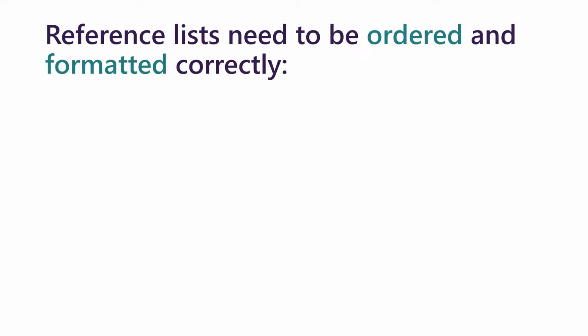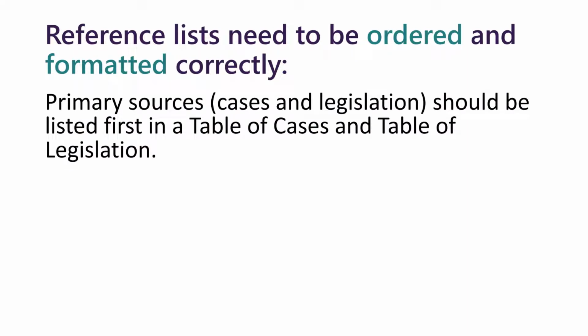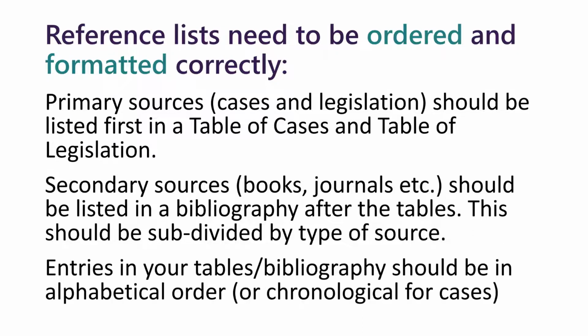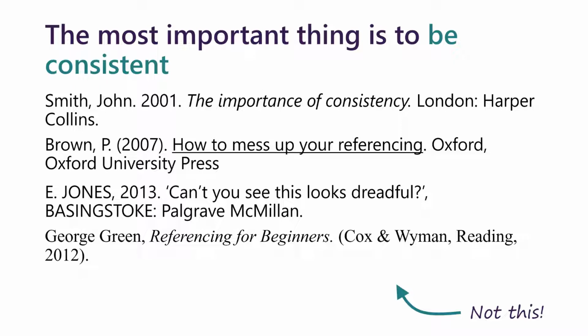The reference list at the end of your document needs to be ordered and formatted correctly. Primary sources, that is, your cases and legislation, should be listed in a table of cases and a table of legislation. Your secondary sources, that is, books, journals, websites and other such reports, should be listed in a bibliography after the tables. This should be subdivided by the type of source. All entries in your tables and bibliography should be in alphabetical order, or chronological order for cases. It is also essential that you are consistent.